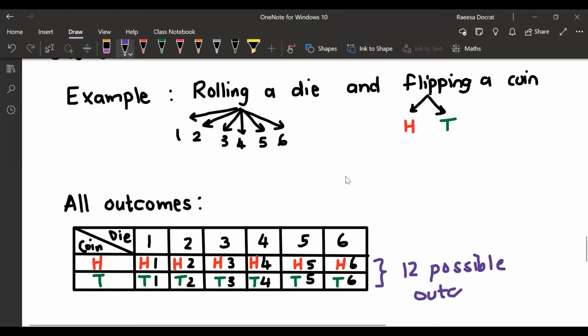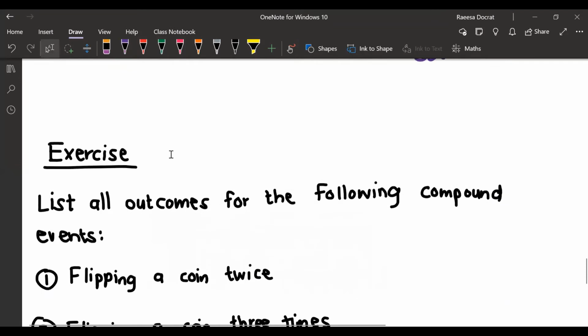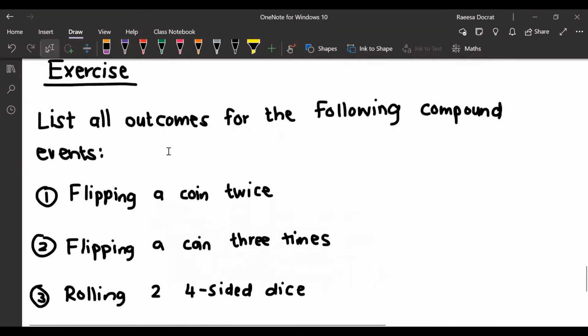And it's very important for us to know how to get the number of outcomes from compound events. Let us look at an example. So the first one is list the outcomes for the following events. Flipping a coin twice. Now, previously I used a table to show all of the events. You can show it on a table again.